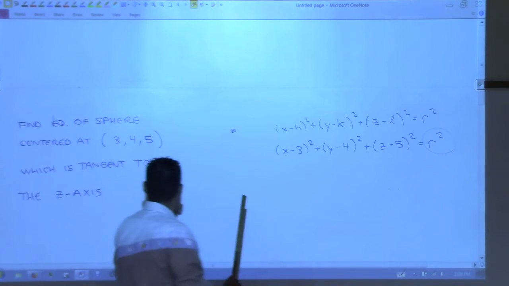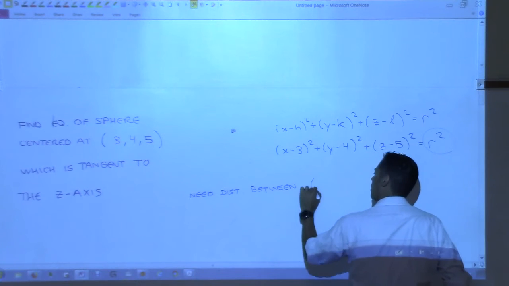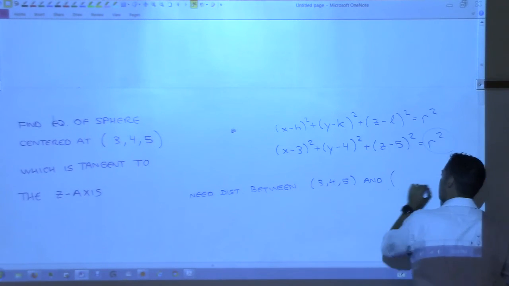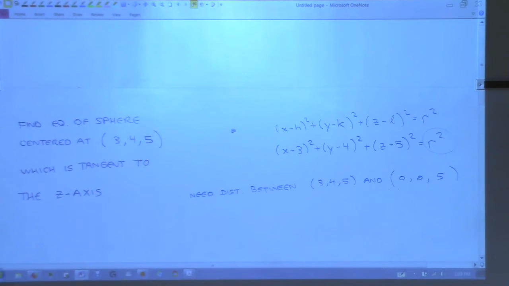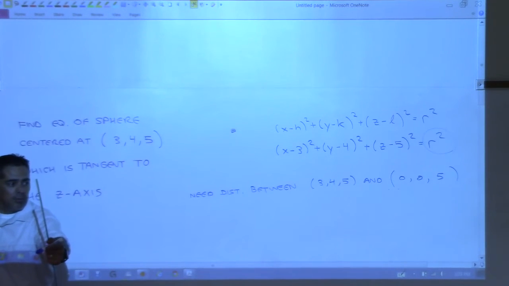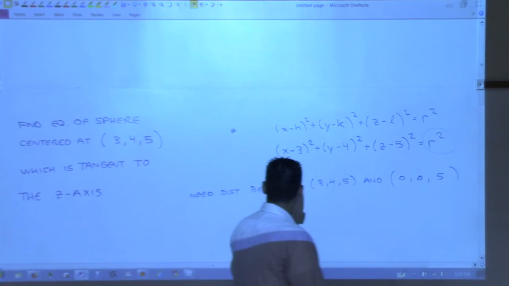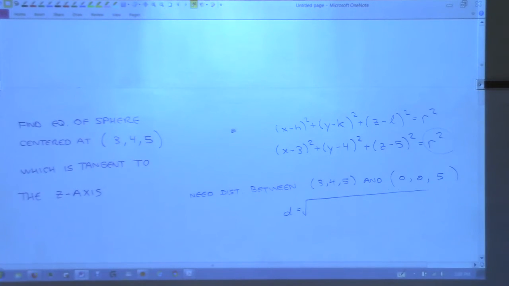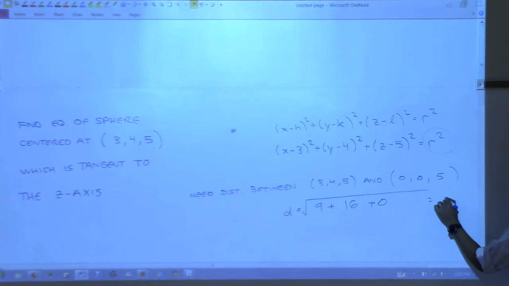So what's the first point? I need the distance between 3, 4, 5, and what's the other point that's on the z-axis? 0, 0, 5. Because if we're back here, all we did is come up 5 and look out to the center of the sphere. And that should be where the radius just barely touches. If that radius goes any further, you're not tangent anymore. And short of it, of course, you're not going to touch the z-axis. All right, distance formula: the difference of the x-coordinates squared, the difference of the y-coordinates squared, the difference of the z-coordinates squared, which is 0, which is root 25. So 5 units.